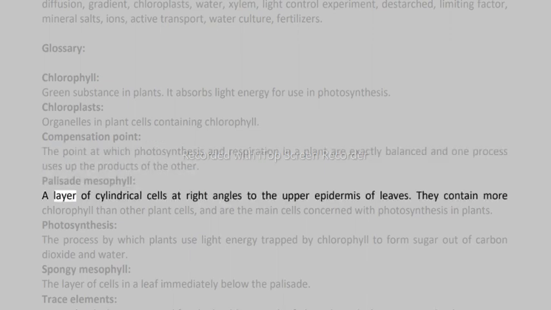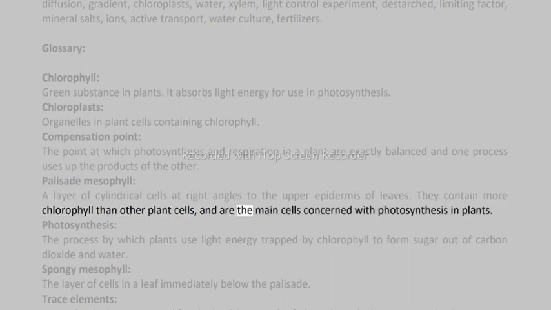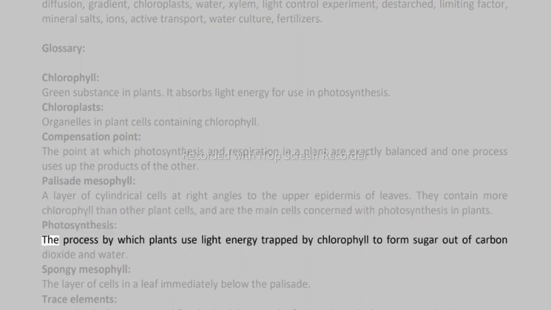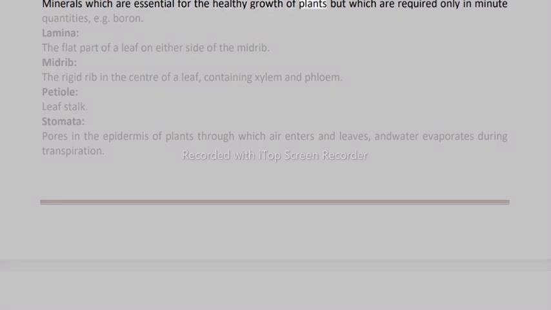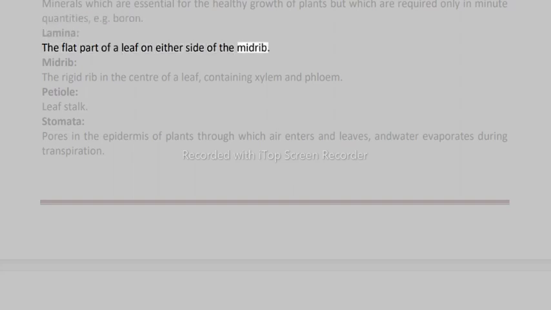Palisade mesophyll, a layer of cylindrical cells at right angles to the upper epidermis of leaves. They contain more chlorophyll than other plant cells, and are the main cells concerned with photosynthesis in plants. Photosynthesis, the process by which plants use light energy trapped by chlorophyll to form sugar out of carbon dioxide and water. Spongy mesophyll, the layer of cells in a leaf immediately below the palisade. Trace elements, minerals which are essential for the healthy growth of plants but which are required only in minute quantities, e.g. boron. Lamina, the flat part of a leaf on either side of the midrib.